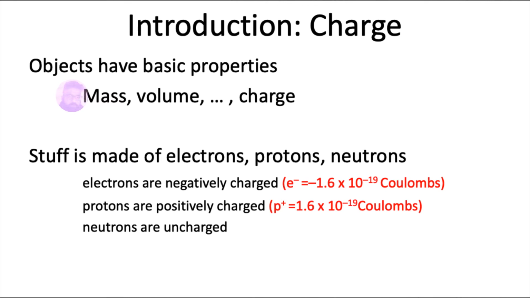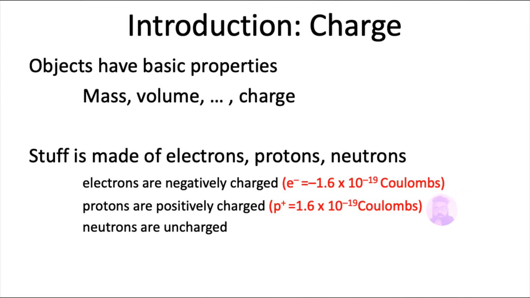So stuff that surrounds us, all of the objects have mass and volume, and another essential quality they have is charge. And this is because everything is made of electrons, protons, and neutrons. Electrons are the fundamental particles that have negative charge, while protons are the fundamental particles that have positive charge. The charge of an electron is 1.6 times 10 to the minus 19 coulombs. That's negatively charged. Proton has the same charge, but it's positive.